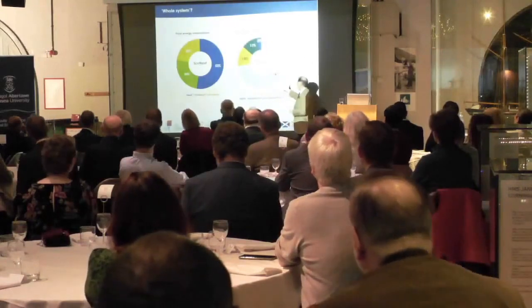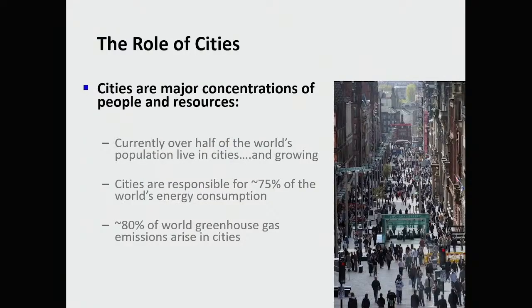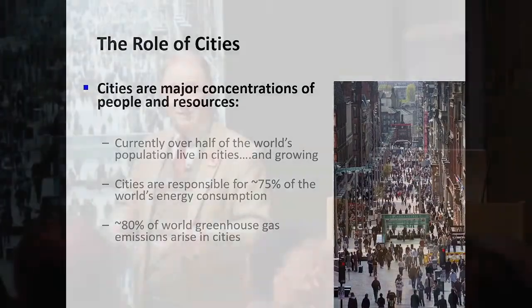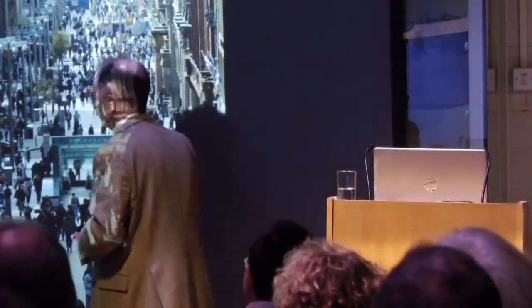And in terms of household use of electricity, space heating is a big deal. So we need to think about how we do that, including optimizing the built environment, water heating, cooking, and lights and appliances. So you can see in this climate it's heat, in other climates it's cooling and the like. So cities are very important. The places in which we live, Swansea, for example. Already over half the world's population lives in cities, and that's going to grow over the next 20 or 30 years. Big sociological and socioeconomic issues.